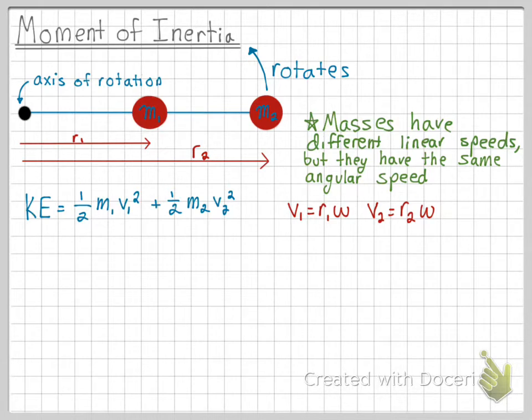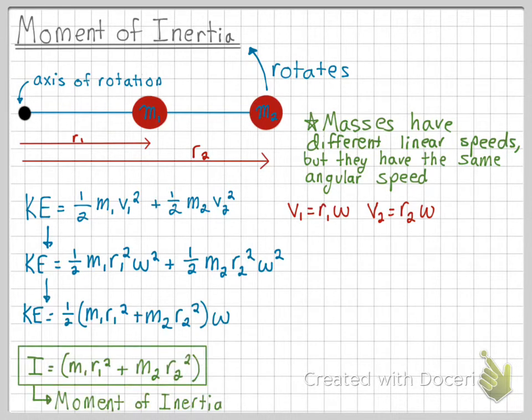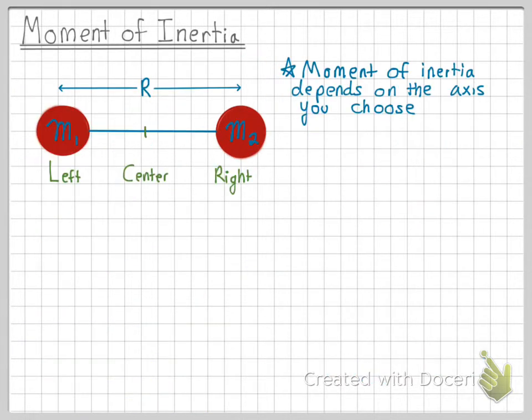We can then use these relationships to simplify our kinetic energy equation. So we can substitute in these velocities, and we notice that we have this quantity of the mass times the radius squared. And this quantity is called the moment of inertia. The rotational kinetic energy can then be redefined as 1/2 times the moment of inertia times the angular velocity squared. Important equation.